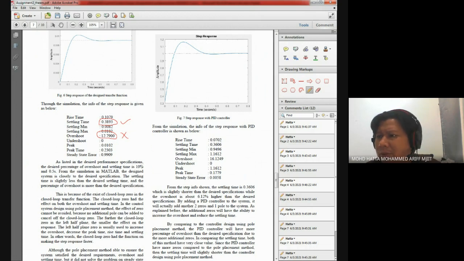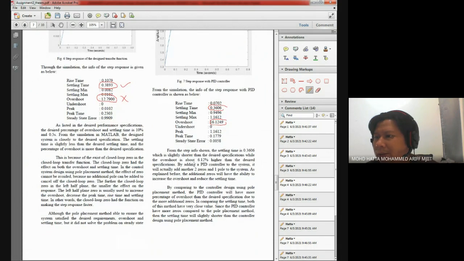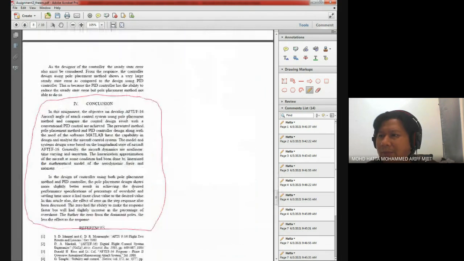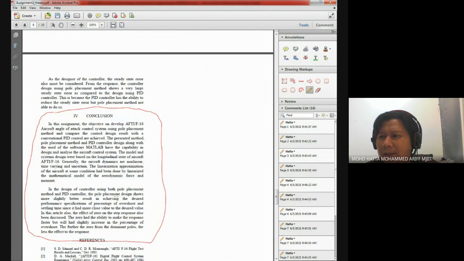However, what you need to explain is, if you compare with the one that you have in PID, in terms of settling time and overshoot, you should be able to compare these two. Maybe you can say why this happens, something like that. Here, if you look at the description, it is quite comprehensive, and the conclusion is not saying that you should achieve your desired performance.